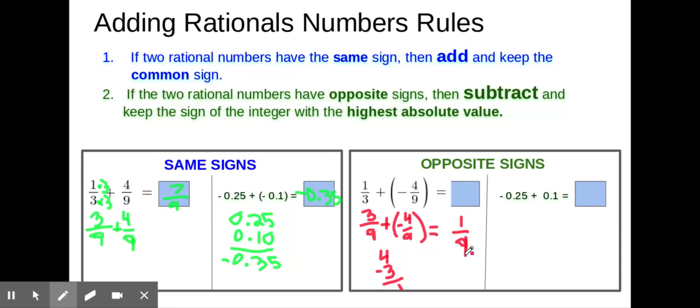Now, is it going to be positive or negative? Well, it's the same way as we learned in the other one. We just need to find out which one has a higher absolute value. So the absolute value of 3/9 is 3/9, and the absolute value of negative 4/9 is 4/9. Well, which one is bigger? Is 3 bigger or 4 bigger? We know 4 is. So then the answer is going to be negative 1/9.